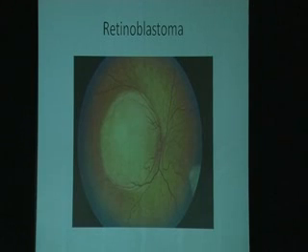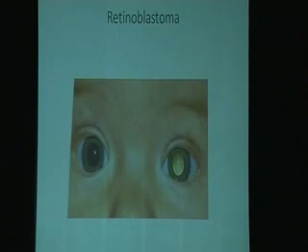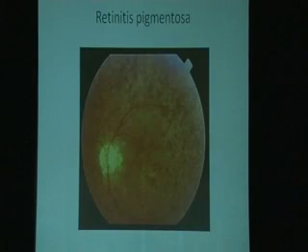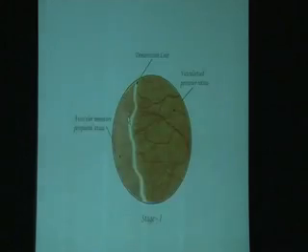Retinoblastoma. Finish with that. No, I'm showing only the attenuation. This is an attenuated artery. The thicker one is always the vein, and the thinner one is the artery. Normal ratio is 2:3. For example, you see in this papilloedema.